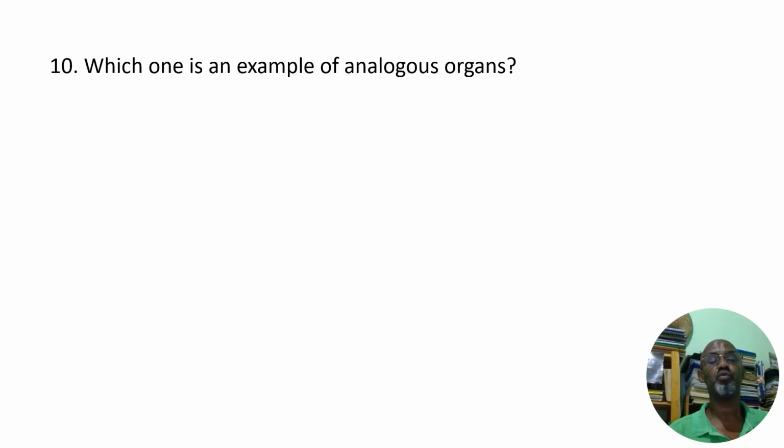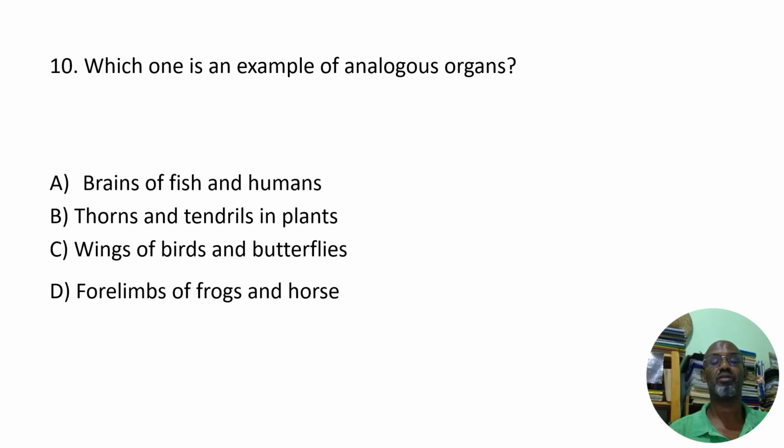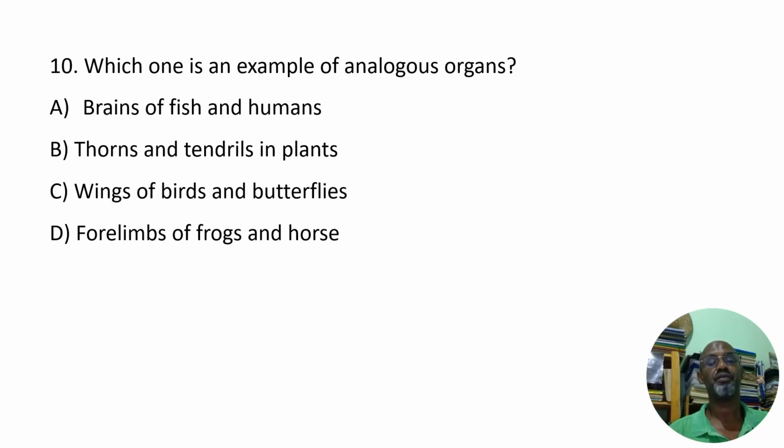Question number 10. Which one is an example of analogous organs? A. Brains of fish and humans. B. Thorns and tendrils in plants. C. Wings of birds and butterflies. D. Forelimbs of frogs and horses. Definitely, analogous structures are examples of convergent evolution, with the same function but ancestrally unrelated.